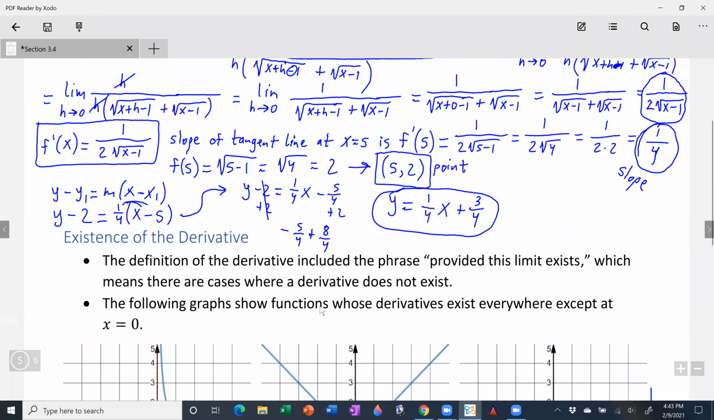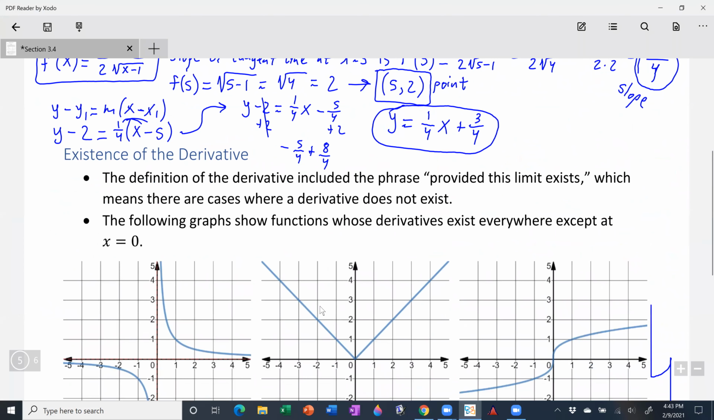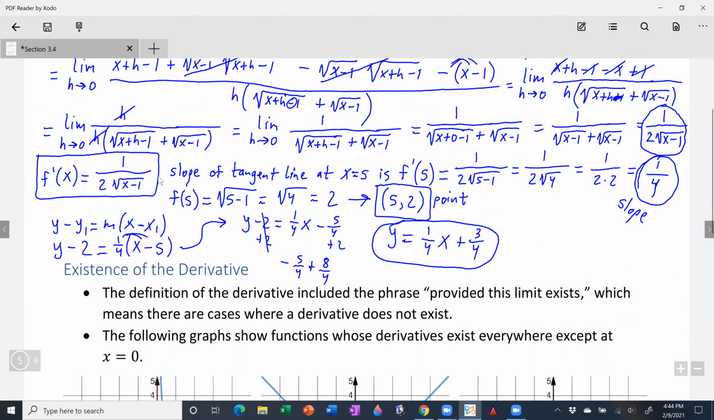Okay, so here we go. Let's finish off this section with a discussion of the existence of the derivative. Since the derivative itself is a function, there are moments where the derivative would be undefined. Remember that the derivative is the slope of a tangent line. Let's talk about a couple of different ways that the derivative could be undefined.